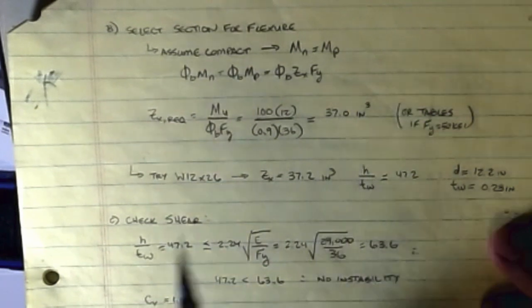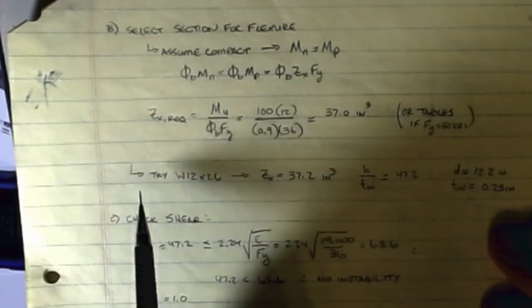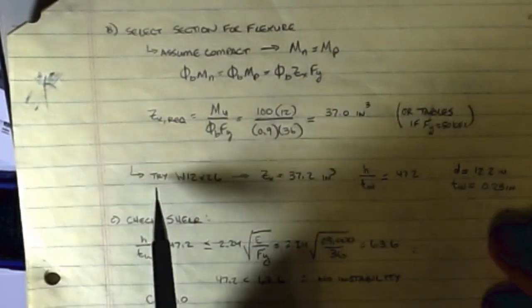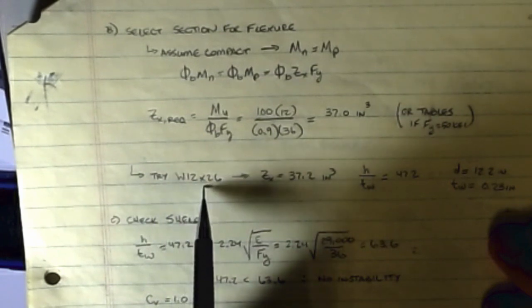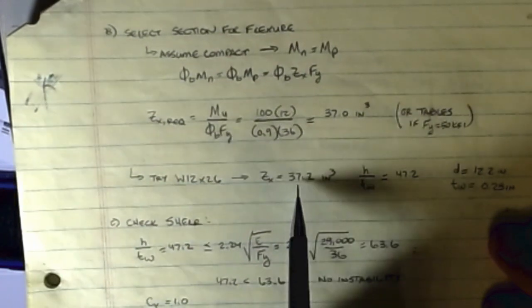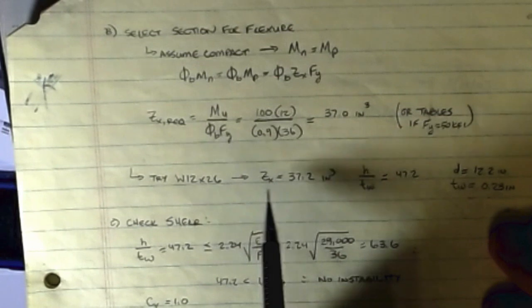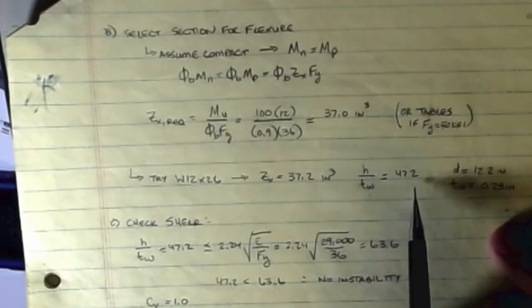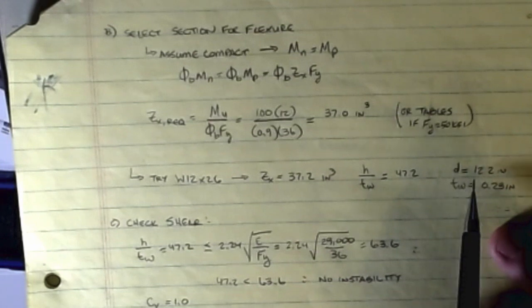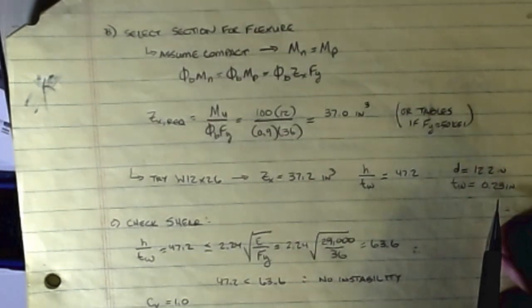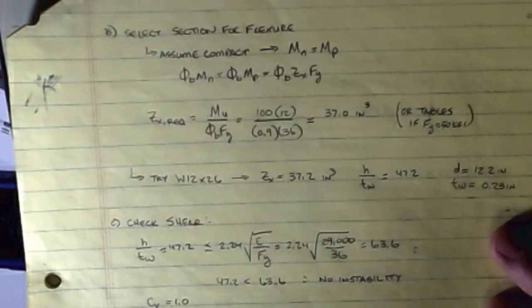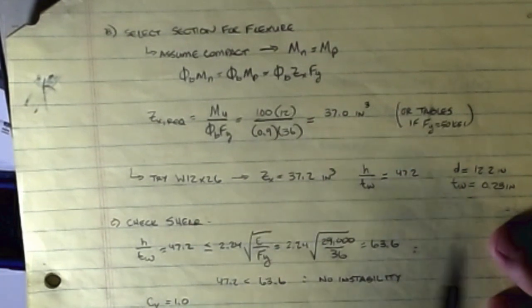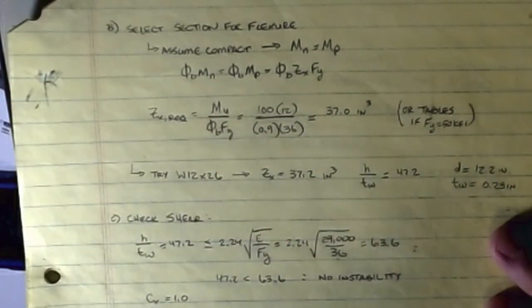All right, now we can go into the flexural tables, and we can pull out the first one that meets this criterion. So W12x26 looks like a promising candidate. Zx is 37.2. Now once I have this shape, I'm going to pull the h over tw value of 47.2, and then the depth, of course, is 12.2, and tw is 0.23 inches for that. Okay, so nothing surprising here. This is just all we've done with the flexure.